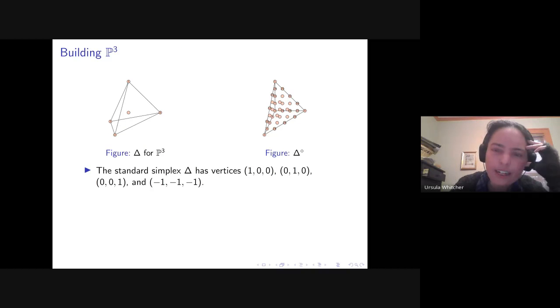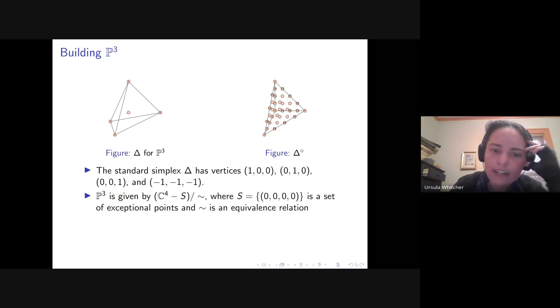So let's do a quick example just to get our hands on the notation. Our standard simplex has vertices (1,0,0), (0,1,0), (0,0,1), and (-1,-1,-1). So it's going to be some kind of triangular pyramid, also known as a simplex. You can think of P^3 as given by C^4, you remove some stuff, and then you mod out by an equivalence relation. In the case of P^3, we're just going to remove the origin. But for a general toric variety, we could remove some more stuff. And then we need to define the equivalence relation as well.